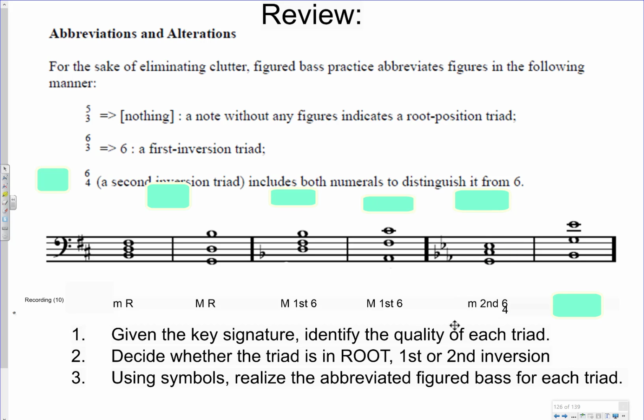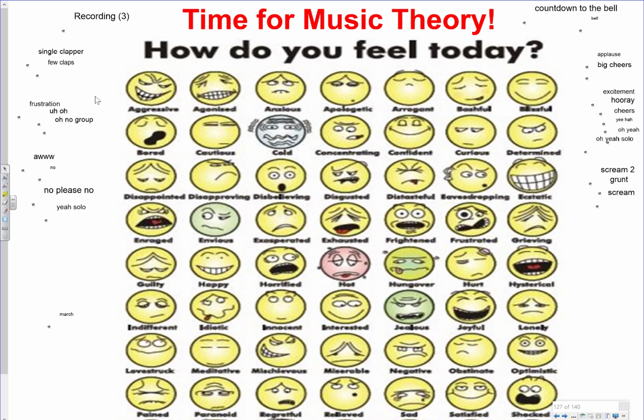The next one, a minor triad in second inversion. 6/4 is necessary. The last one, a major triad in second inversion. 6/4 is necessary. This concludes today's video, college.